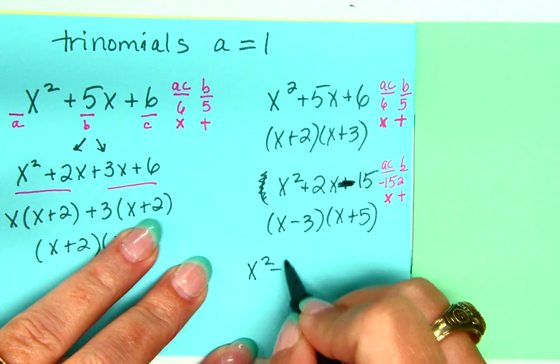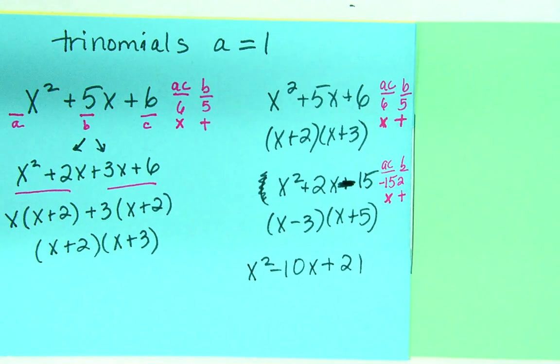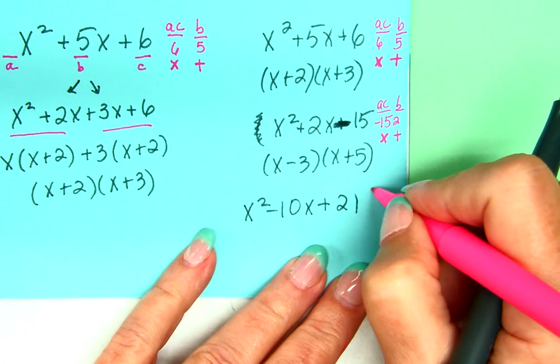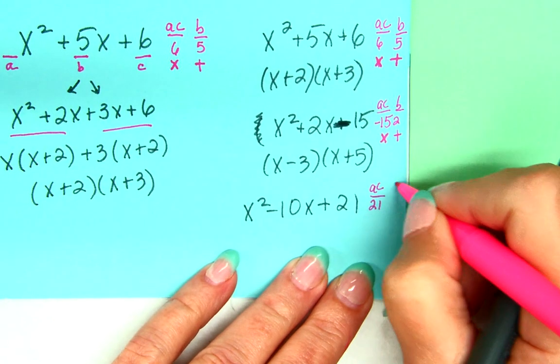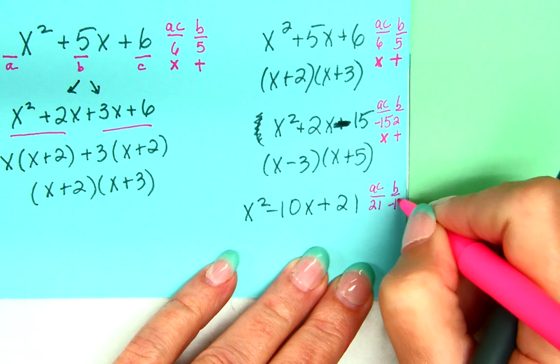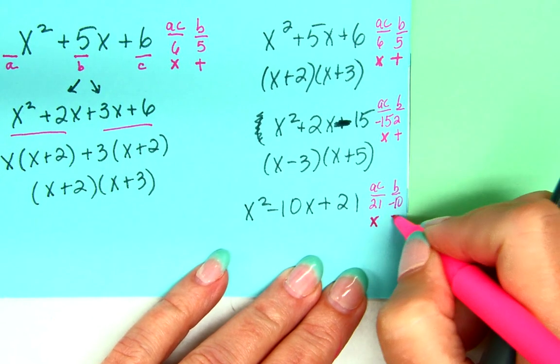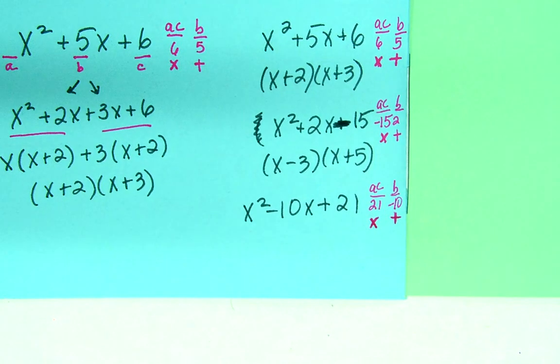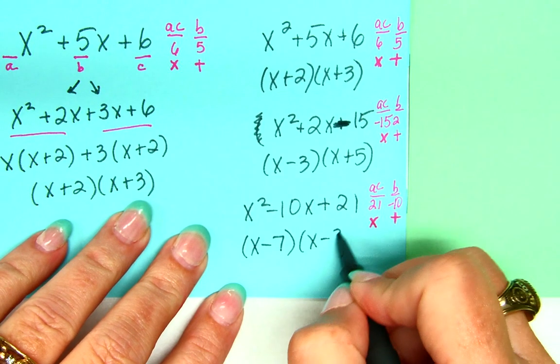X squared minus 10x plus 21. What's AC? 21. And what's B? Negative 10. So what two numbers multiply to be 21 and add to be negative 10? Negative 7 and negative 3.